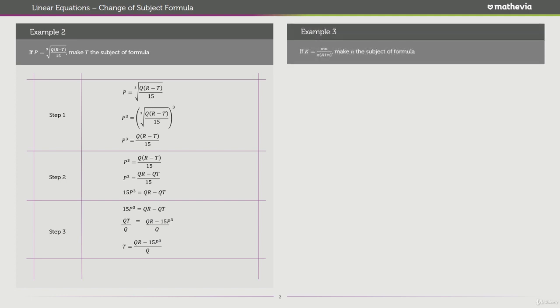Example 3. And example 3 says, if k equals mn over x plus x multiplying a plus n, make n the subject of formula. Now this is a very interesting one, and I'd like you to pay close attention. Now we have this formula, k equals mn over x multiplying a plus n, and you've been asked to make n the subject of formula. Like I said, the general idea is to get n on the left and everything else on the right. But if you look closely, you'd find that we have two n's in this formula. So how would we go about doing this?